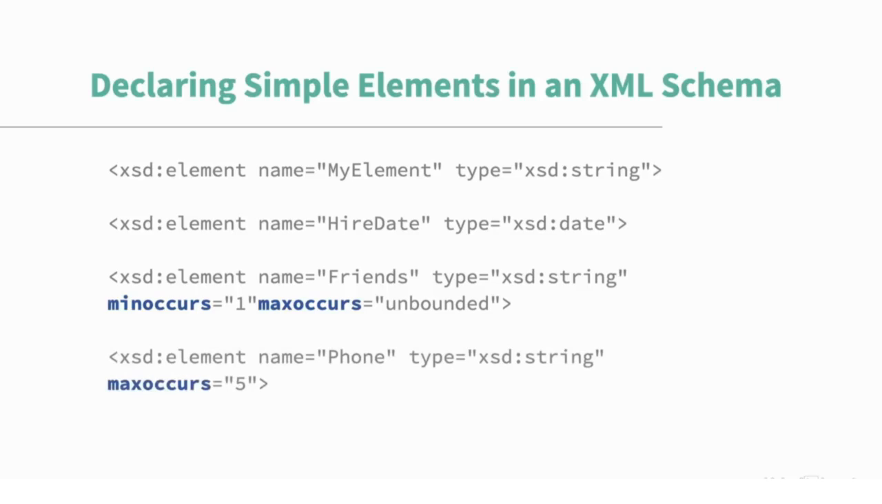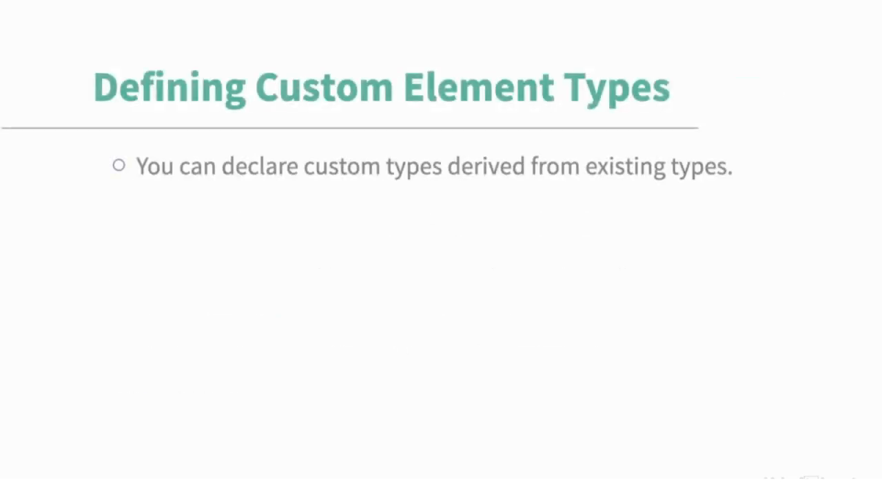Here in this next example, there's an element named phone that's also a string type. In this case, there is no min occurs attribute, so it's assumed to be 1. The max occurs attribute is set to be 5, which means we can have a minimum of 1 and a maximum of 5 elements. You can also define your own custom simple types. You do this by deriving them from the simple types that are built into schemas. So let's take a look at an example.